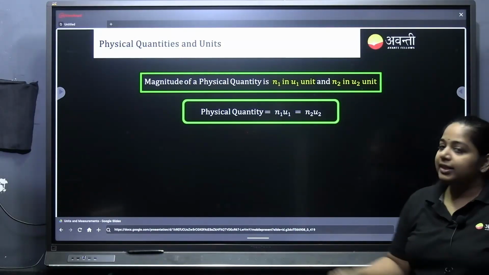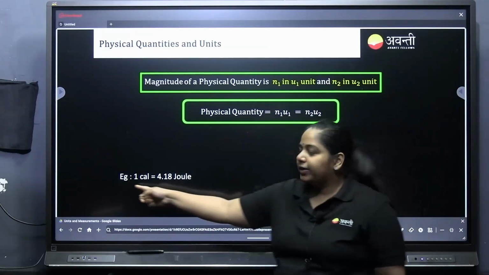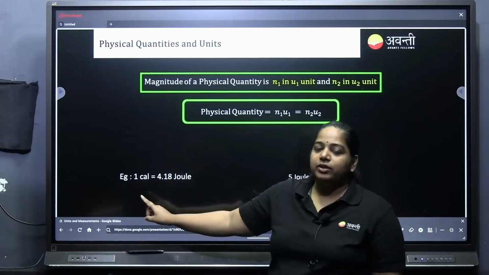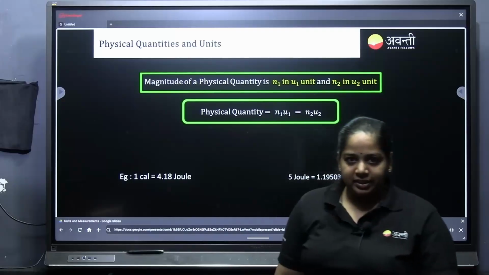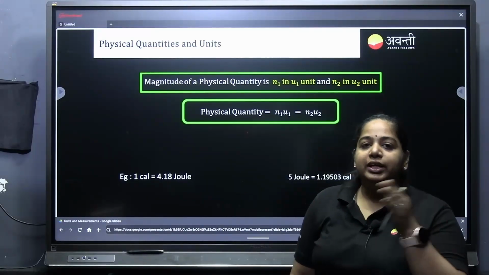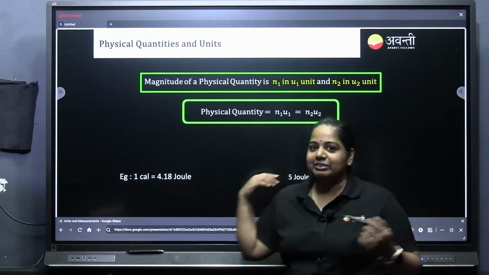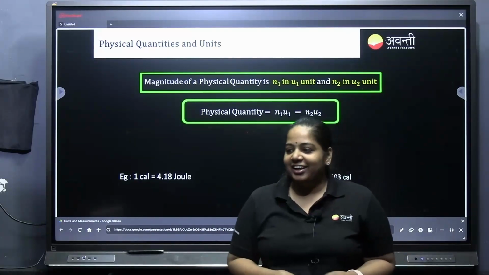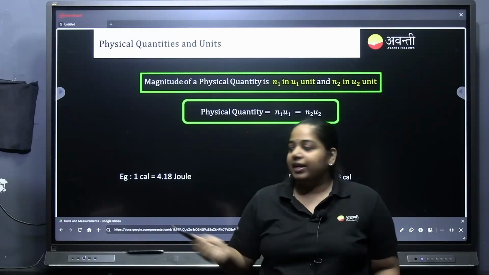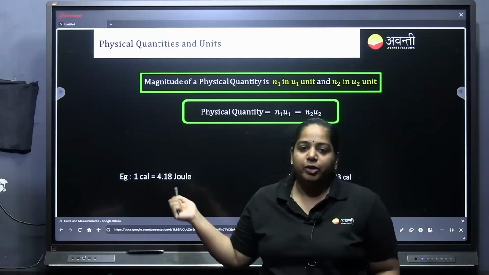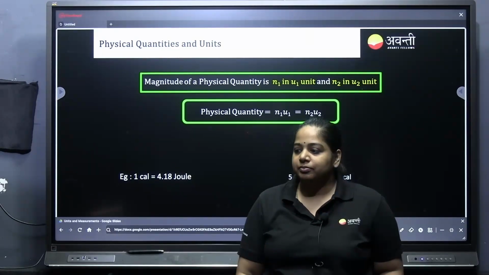So let's see what else is there. Now you can see on the screen, 1 calorie is equal to 4.18 joule. Now I am giving you a question. Convert 5 joule into calories. Oh, sorry, the answer is already on the screen, so I will not show that. You guys please try. We have 1 calorie equal to 4.18 joule. You have to convert 5 joule into calories. How to do that?